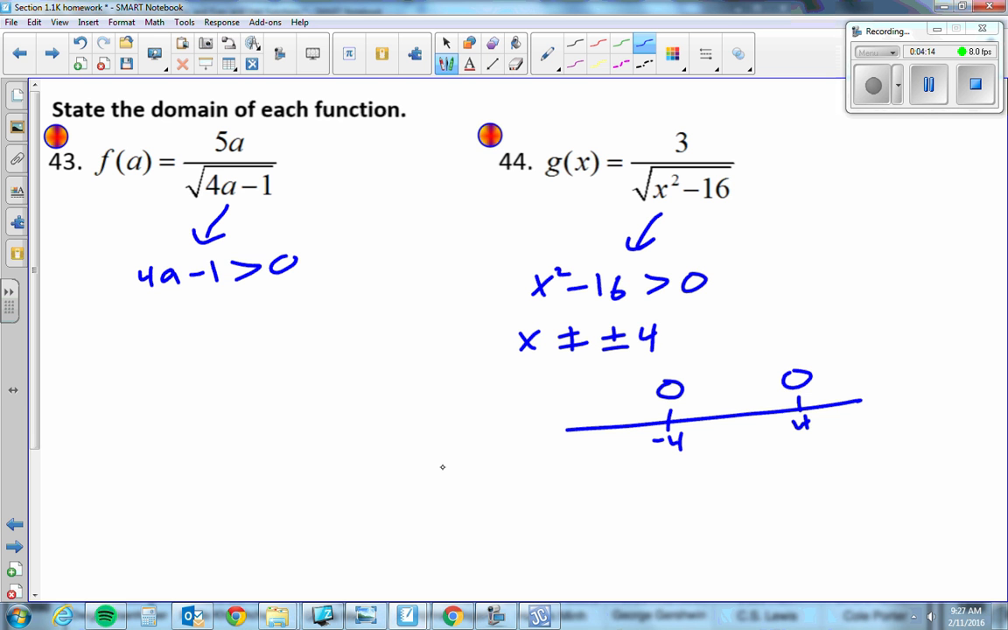Now when I said test interval, pick a number from this middle interval. Any number will do, but I'll choose 0. And when I plug 0 into this expression, I get a negative, yes? I'll just put that here. Now, if I pick a number from here, what do you want me to use, 5, 10, or 1,000? 1,000's easy. Clearly 1,000 squared minus 16 is positive, isn't it? Right? Obviously. It's actually 1,000,000 subtracted by 16, but it's definitely positive.